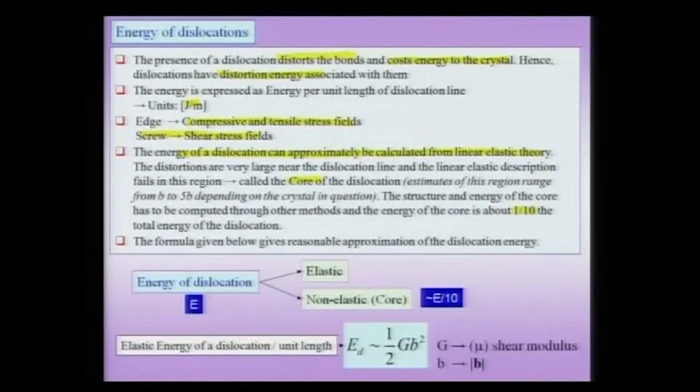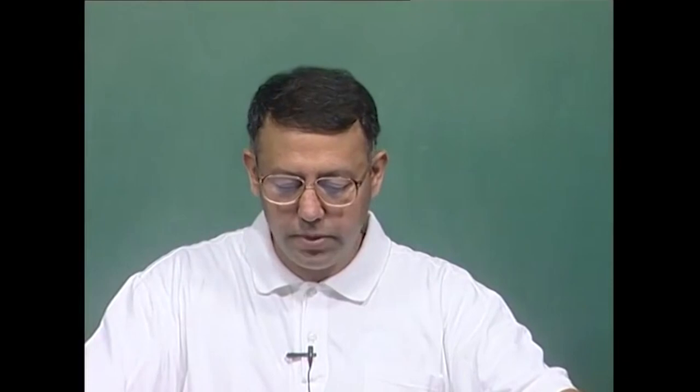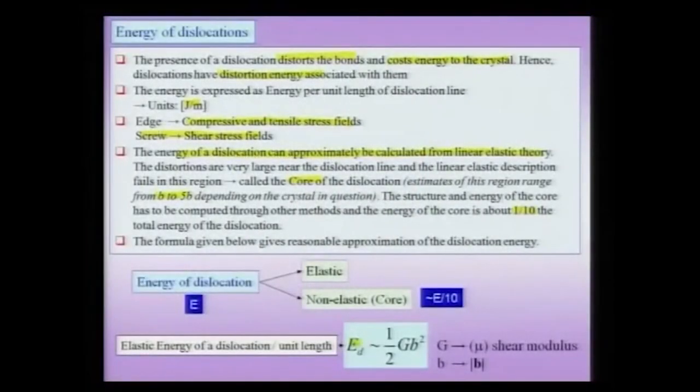But the important thing is that the core energy is about 1/10 of the total energy of the dislocation, and in many cases can actually be ignored while trying to calculate the total energy of the dislocation. The core region, again to reiterate, is between about b and 5b, depending on the bonding characteristics of the material and on, for instance, the edge or the screw character of the dislocation. But for most common purposes, a formula like the energy of a dislocation goes about as G b squared by 2 is more than sufficient for calculating the energy of a dislocation.